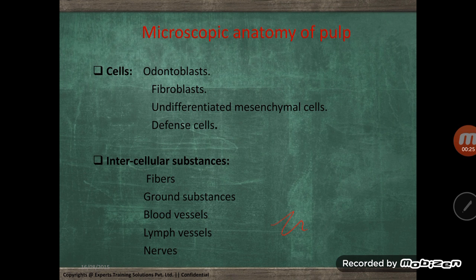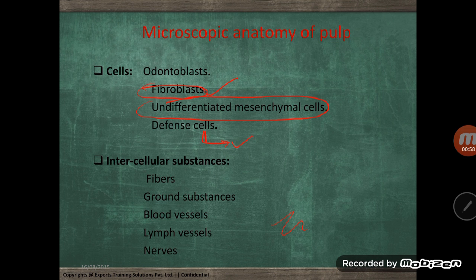Coming to the first part, the cells that are present in the pulp are odontoblasts, fibroblasts, undifferentiated mesenchymal cells, and the defense cells. And the question here is, which is the most common cell present in the pulp? The answer is the fibroblast. And which is the second most common cell present in the pulp? The answer is undifferentiated mesenchymal cells, which can differentiate into any type of cell. Please make a note about the defense cells that are present in the pulp.